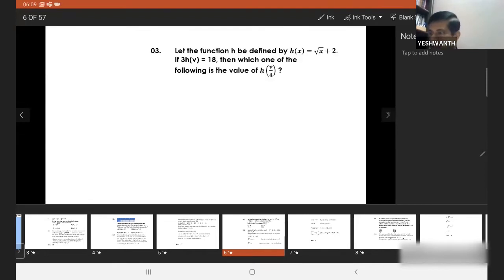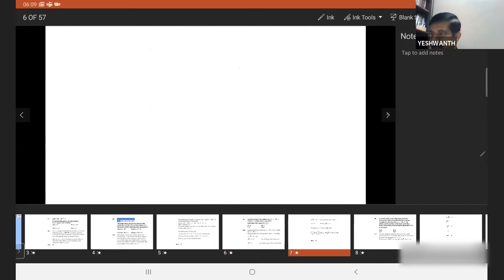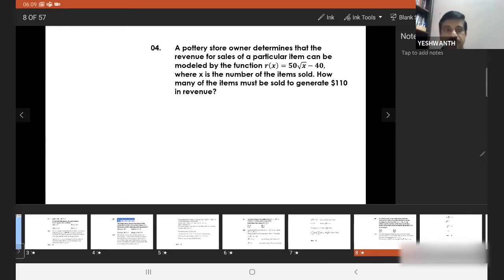Yeah, so now let us move to the next question. See, a pottery store owner determines that the revenue for sales of a particular item can be modeled by the function r of x equal to 50 root x minus 40. The statement up to here only gives us some idea, but it is not really connected to the mathematical solution.